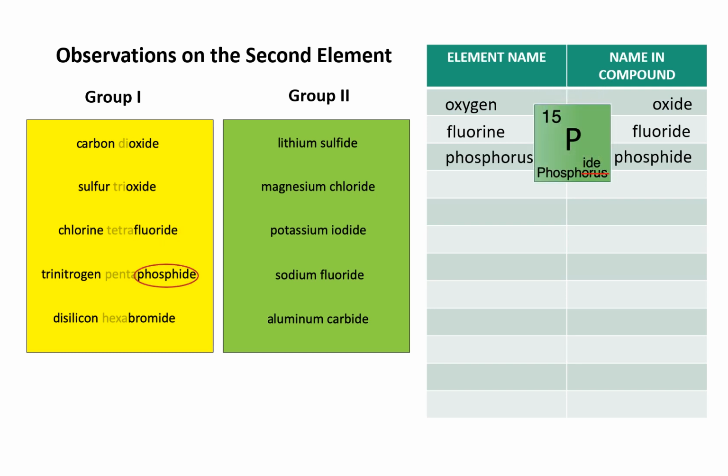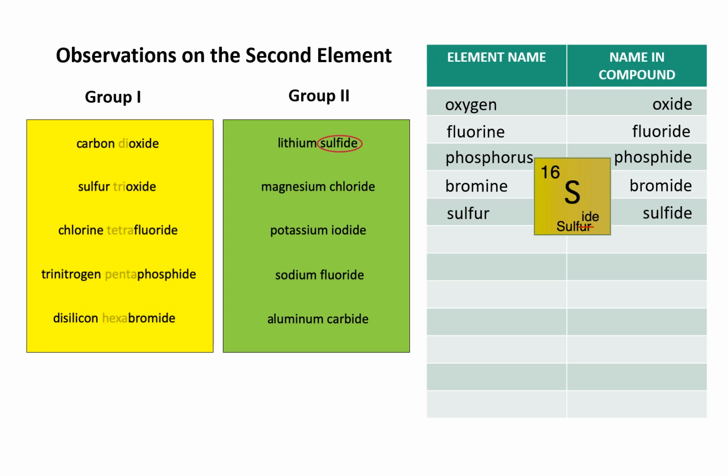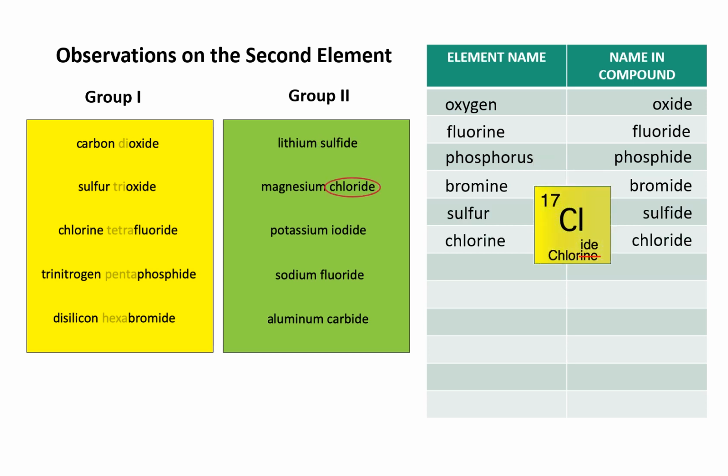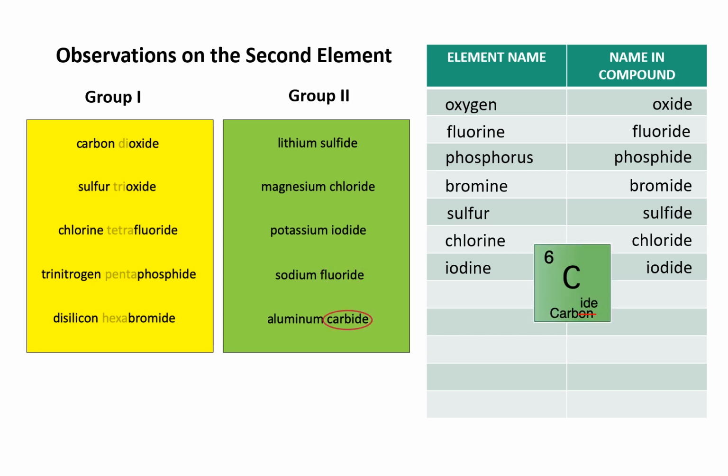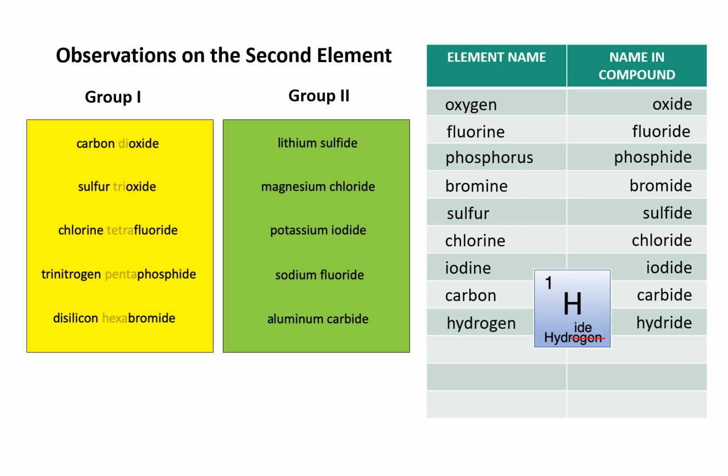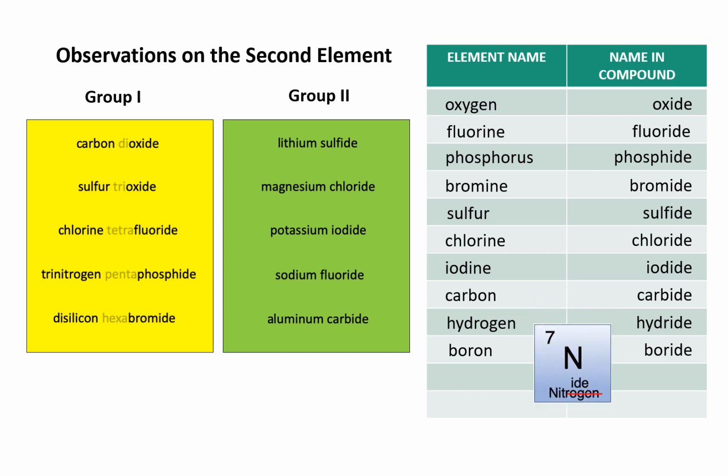Phosphide refers to phosphorus. Bromide refers to bromine. Sulfide refers to sulfur. Chloride refers to chlorine. Iodide refers to iodine. We've already discussed fluoride, and carbide refers to carbon. Others you will encounter are hydride for hydrogen, boride for boron, nitride for nitrogen, and silicide for silicon.